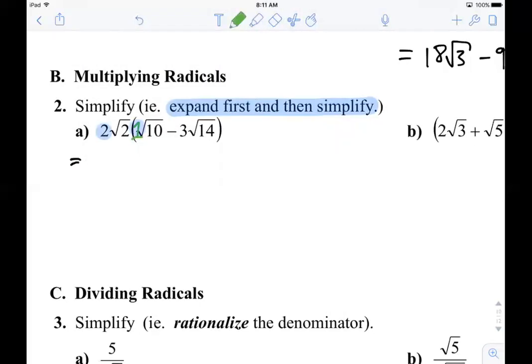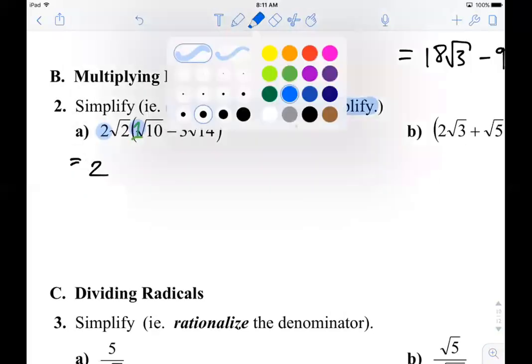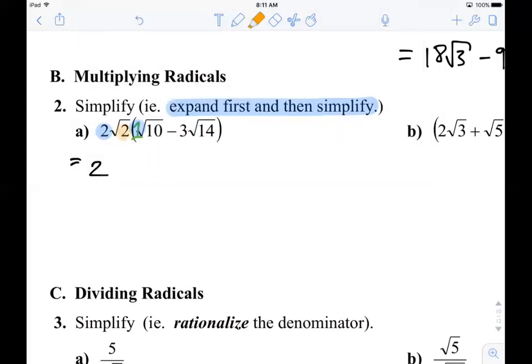2 times 1 just gives us 2. And then we separately multiply the radical parts underneath a radical sign. So 2 times 10 is 20. So we call this overall multiplication product 2√20. Like so. That's how we multiply those. And now let's multiply 2√2 times -3√14. So it would be -6 when we multiply the coefficient parts. And √2 times √14 is √28.